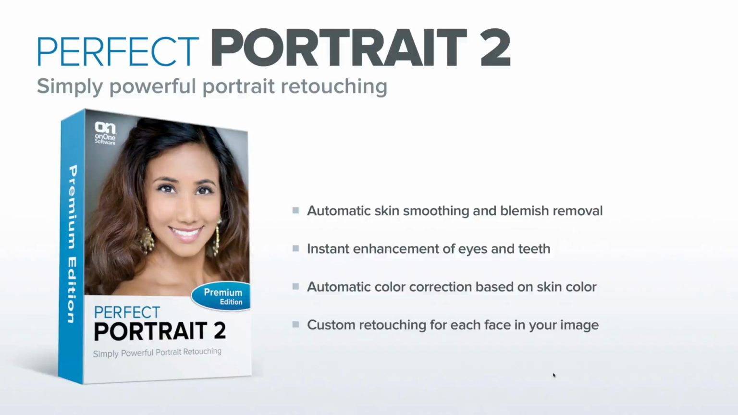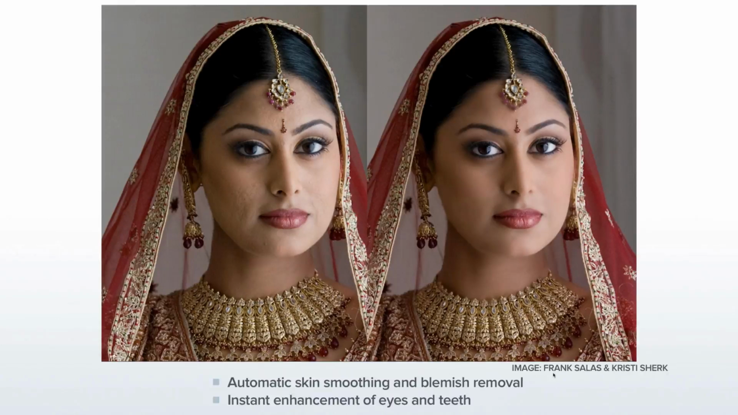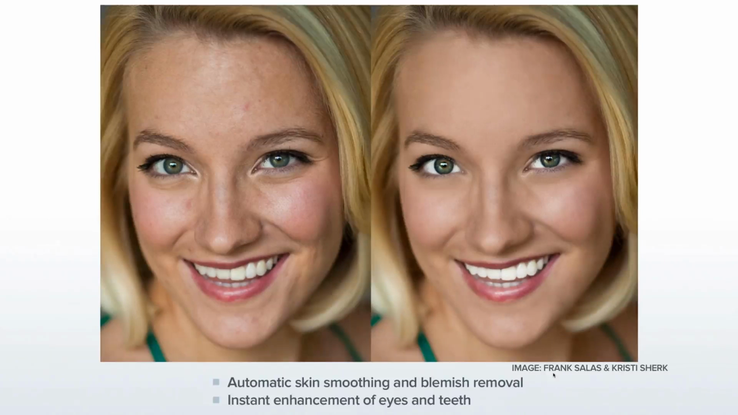And I want to move on and talk to you about Perfect Portrait. Now, Perfect Portrait is our portrait editing software. And what it does is when you place an image inside Perfect Portrait, it has automatic face recognition. So it's going to figure out where the face is, and then it's going to go in and apply an automatic amount of skin smoothing and blemish removal. Plus, it's going to have instant enhancements of the eyes and the teeth without really having to do anything. You just pop your image in there, it's going to select the face, and then it's going to add these kind of basic enhancements for you.